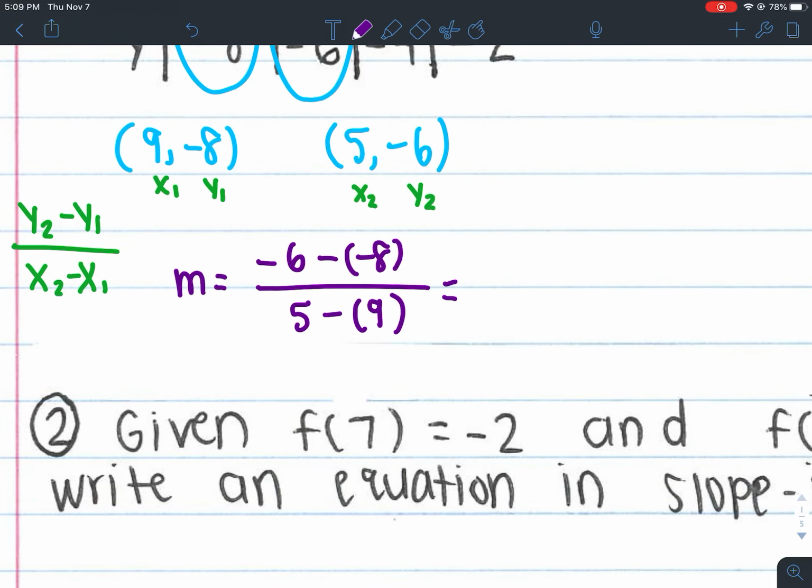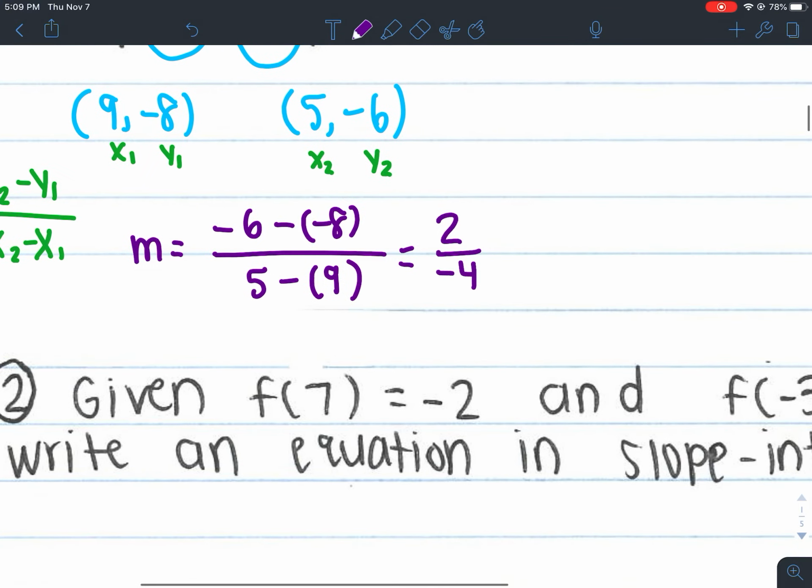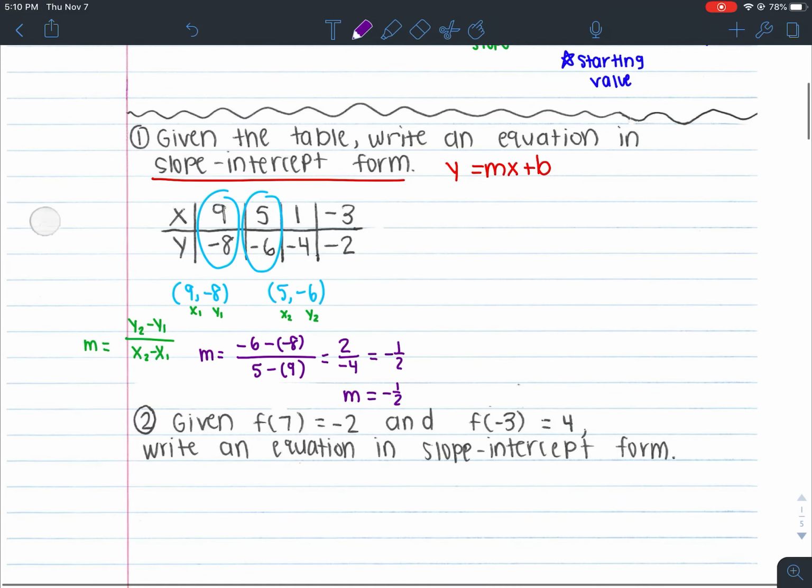And this is going to simplify to positive 2 over negative 4, and that's going to simplify again, so you always want to check to make sure that it is in simplest form, and we can simplify this to negative 1/2, meaning our slope is negative 1/2. But did this question ask for you to just find the slope? No. We need to keep going.